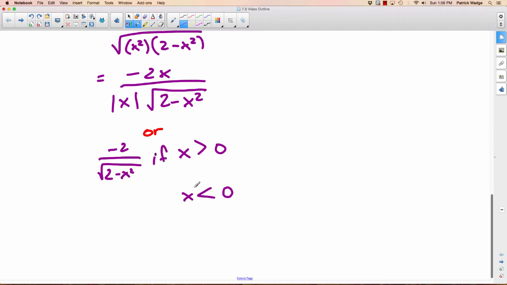Now, what if x is less than 0? Well, if x is less than 0, these absolute value signs would make it positive. But this here would be negative, right? x is less than 0 means negative. So you'd have a negative times a negative, which equals a positive. So instead of having negative 2 on top, you'd have positive 2 on top. The x's would still cancel, and you'd be left with the same thing on the bottom, square root of 2 minus x squared. That's if x is less than 0.